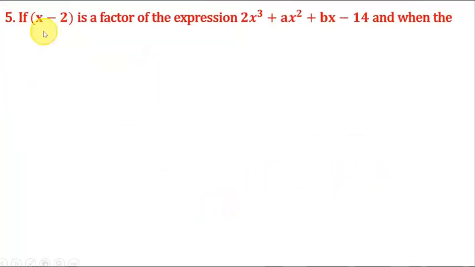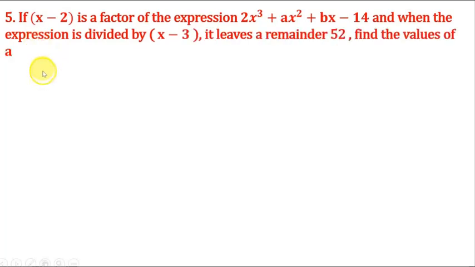Now next example. If x minus 2 is a factor of the expression 2x cube plus ax square plus bx minus 14, and when the expression is divided by x minus 3 it leaves a remainder 52, find the values of a and b. This example was asked in board examination. Now a similar type of example here.